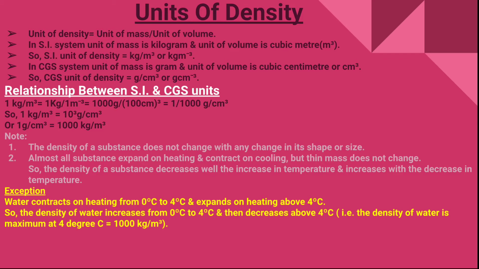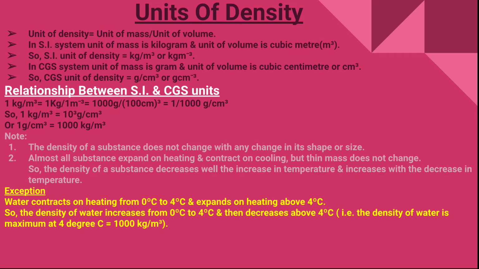If you divide it, it will give 1 by 1000 grams per centimeter cube. So 1 kg per meter cube is equal to 10 to the power minus 3 grams per centimeter cube. It's not 3, but it is 10 to the power minus 3 grams per centimeter cube.